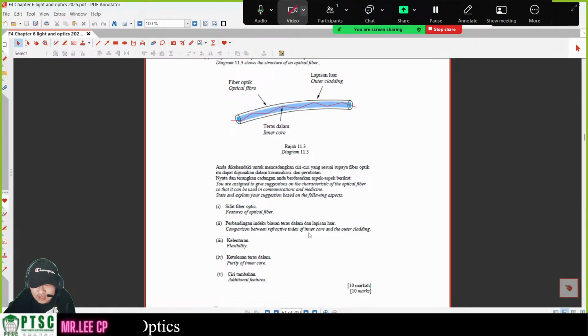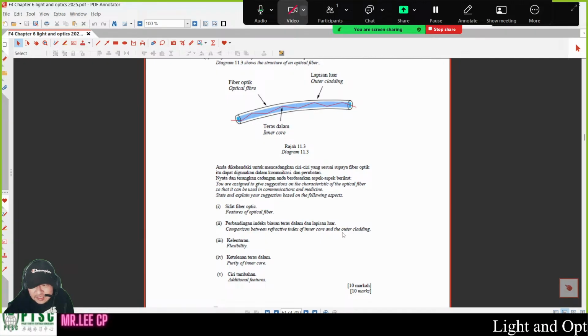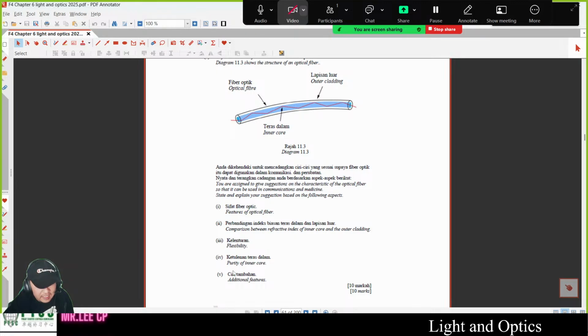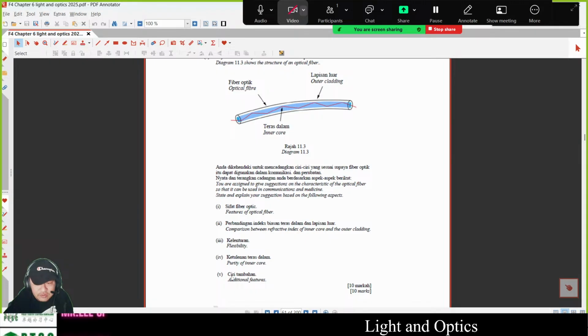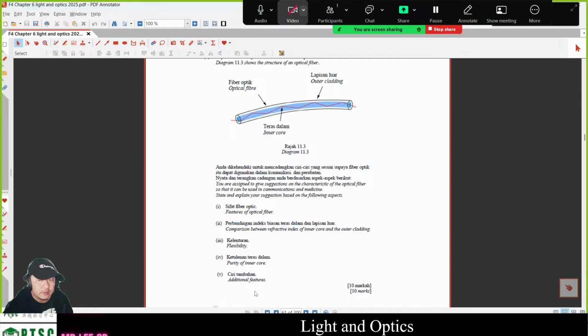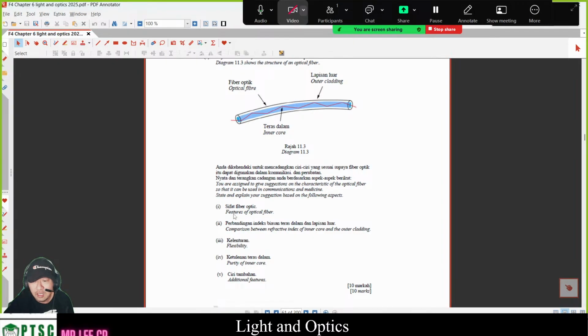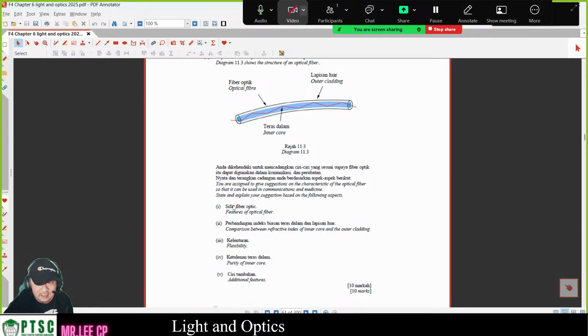Comparison between the refractive index of the inner core and outer core. Inner core must have higher optical density. Outer core must have smaller optical density. Flexibility high. Purity of the inner core, you see? Additional features. Normally for additional features you can put in a camera so that you can capture the image inside. I don't know what the feature of optical fiber is. I think it is the density. The density has to be low, right?